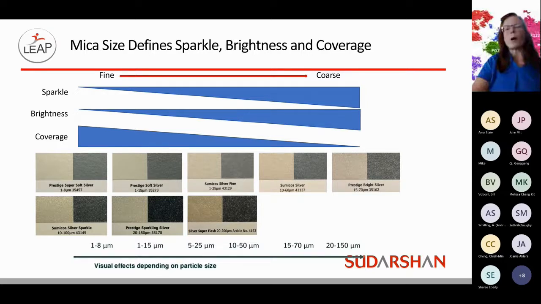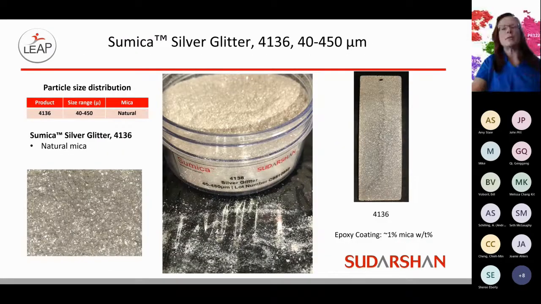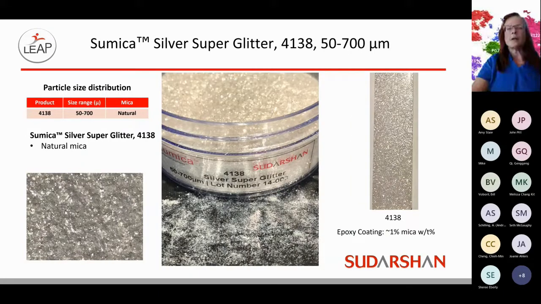And we can even take the particle size to the extremes into the glitter size. Here we have a product that is up to 450 microns in size, so we get a big sparkle, but obviously the coverage is going to be a lot less, all the way up to the super glitter, where we take it to 750 or 700 microns, so that you get a big sparkle and you can really set off your color formulation as needed.